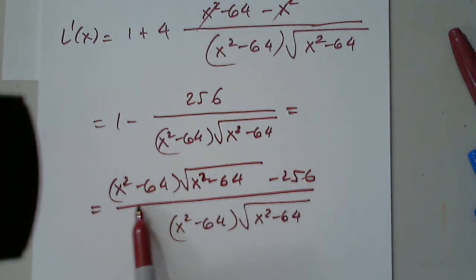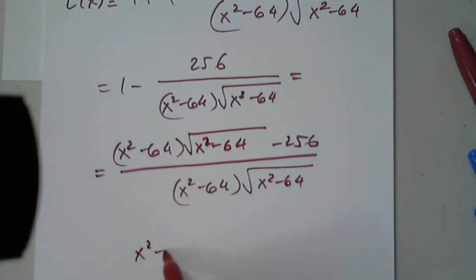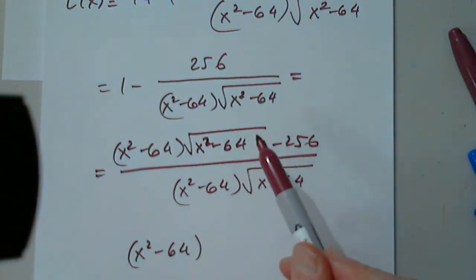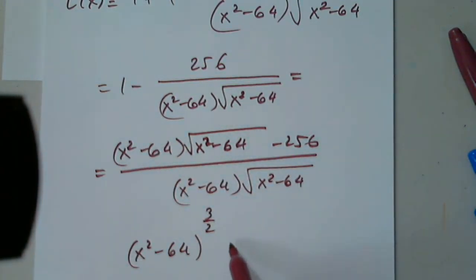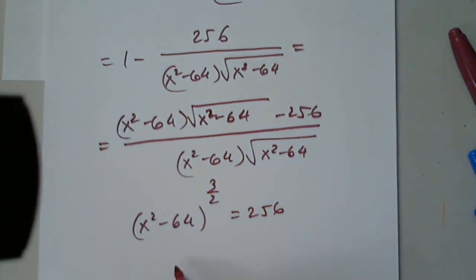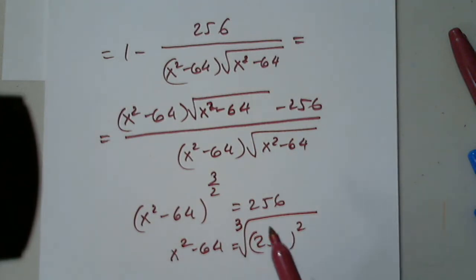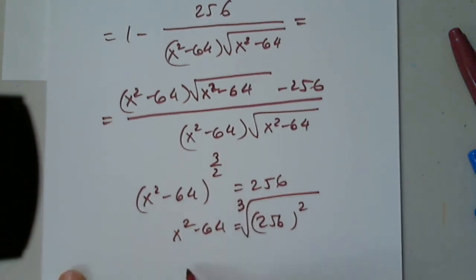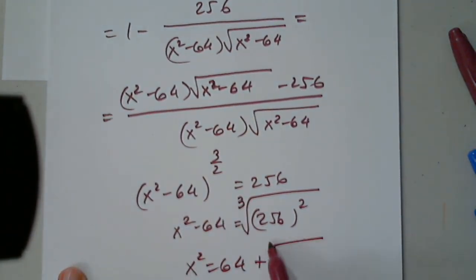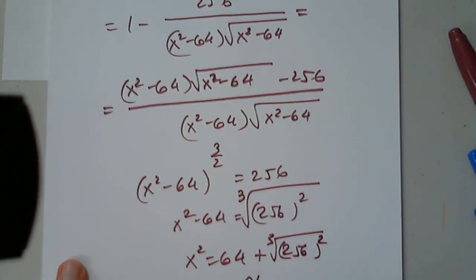So I still have to solve this equation somehow. So I have x squared minus 64 to 1/2 plus 1, so that's 3/2 equals 256. And I will first square, and 256 squared and the cube root, because I have to square to get over the denominator, and then I have to take the cube root. So then I have x squared equals 64 plus the cube root of 256 squared, whatever that is. I have no idea.